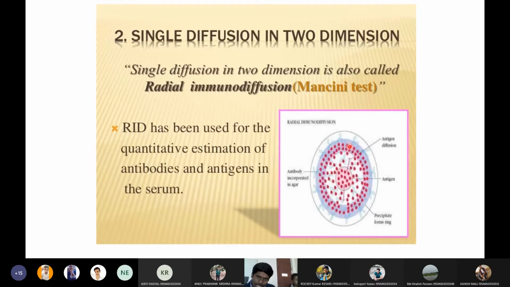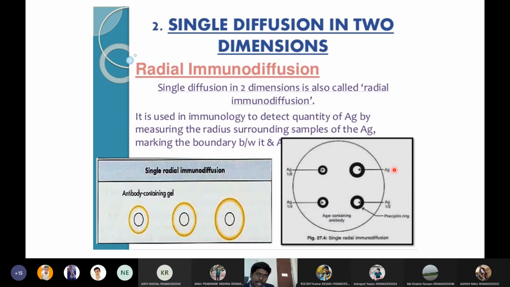So here I will take a rectangular glass slide. I will coat it with gel and antibodies. Then I will place an antigen and it starts migrating. So this is single diffusion in two dimensions. Usually we use single diffusion in two dimensions for antibiotic sensitivity tests. For antibiotic sensitivity tests, we use this kind of approach, okay?